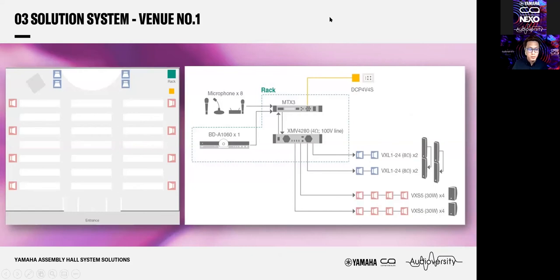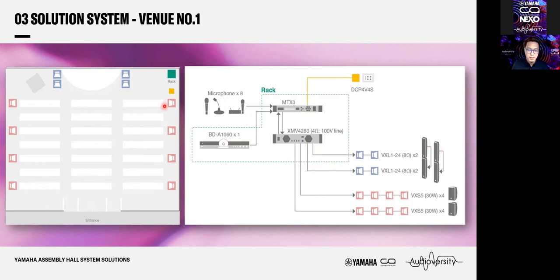So this is basically the overall system diagram that you see over here. We have the input stage, microphone, going into the rack area, the green dotted area. We have the DSP doing the auto mixing, the feedback suppressing, mixing the audio signal together, managing the volume. And we have a media player over here, and a four-channel amplifier to dish out the sound to all these speakers all around.